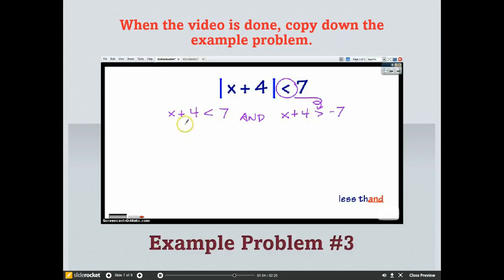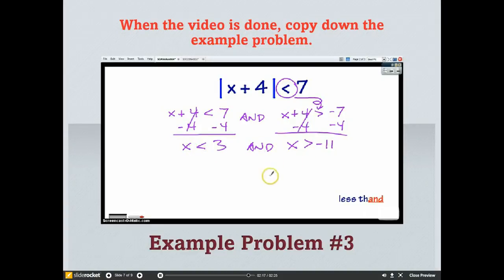Alright, so now we solve these two separate inequalities by subtracting 4. On this side, we get x is numbers less than 3, and over here, x is numbers greater than negative 11. So we're looking for numbers less than 3 and at the same time greater than negative 11. And so that would be the solution to this inequality with absolute value.